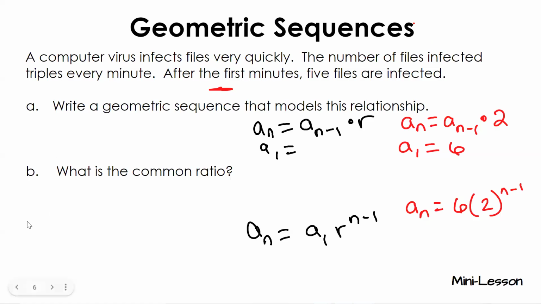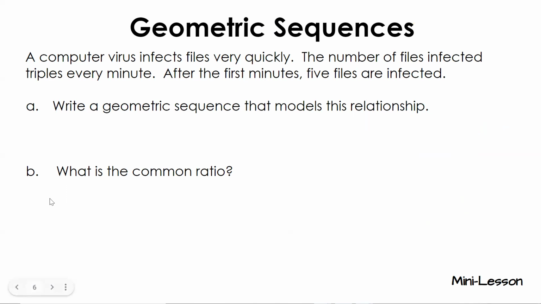So a computer virus infects files very, very quickly. The number of files infected triples every minute. After the first minute, 5 files are infected. Write a geometric sequence that models this relationship. So how many files did we start with for the first minute? 5. Okay, so we're going to start with 5.